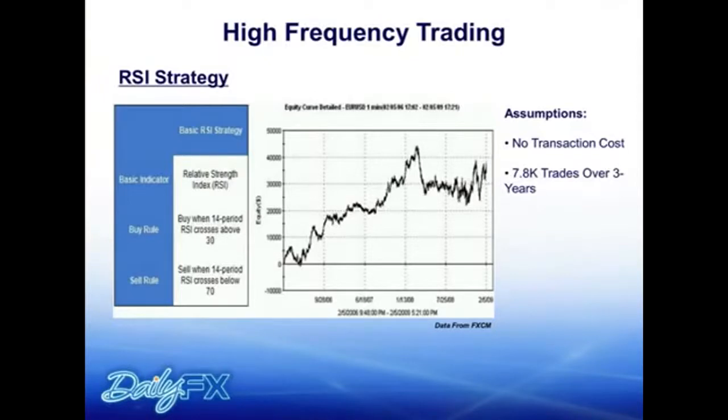So one thing to note, and one of the assumptions that we use, is there's no transaction costs here. But during this 3-year span that we were looking at, it came almost up to producing $40,000 in our equity curve. At the same time, there were 7.8K trades that we took over that 3-year span. So even if we got the best spread and only paid minimal spread, certainly those 7.8K trades will take a toll on our profits.